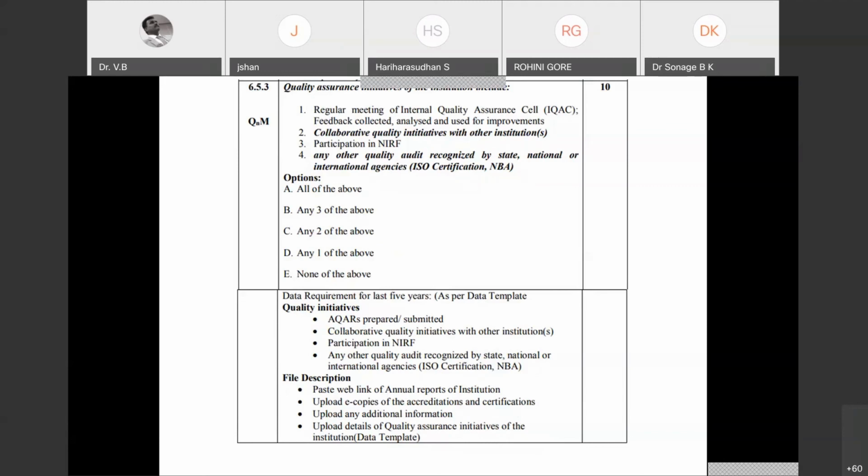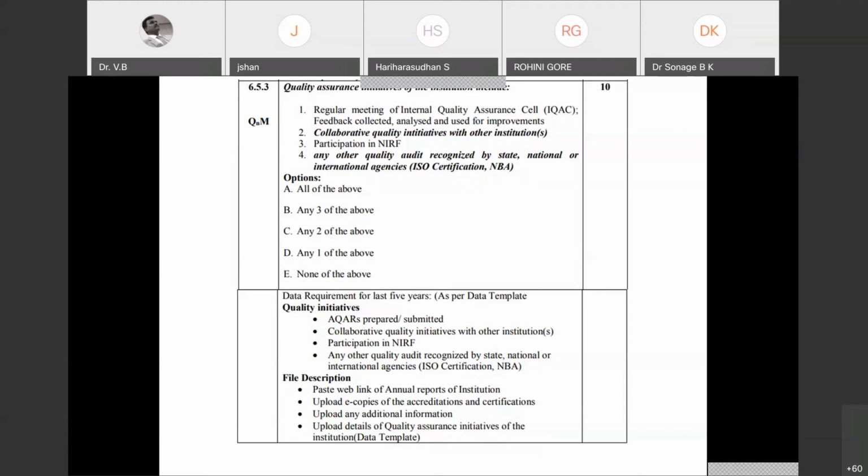The link of the MHRD website, in which the name of your institution comes up directly on clicking this link. And the ISO certification, if you have it, and the NBA certificates, should also be shown. And one more point, that is the collaborative quality initiatives with other institutions.